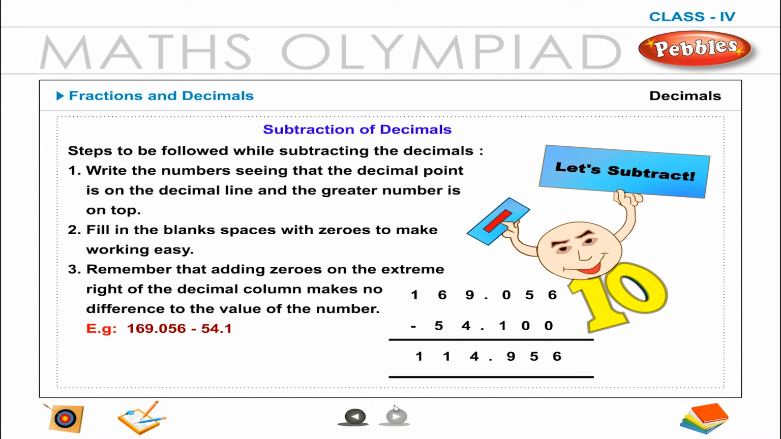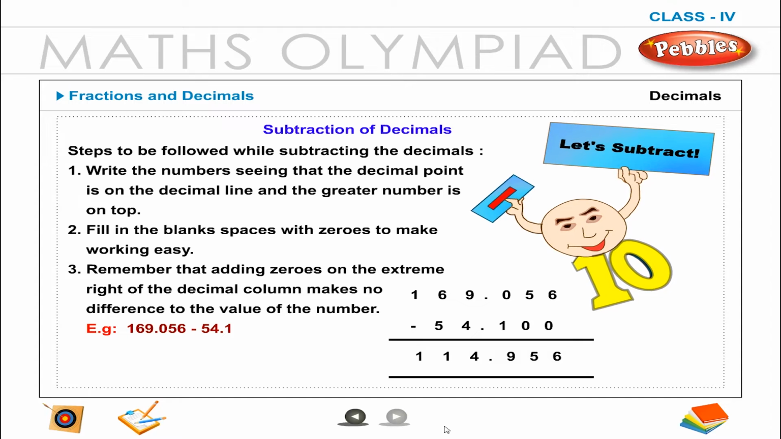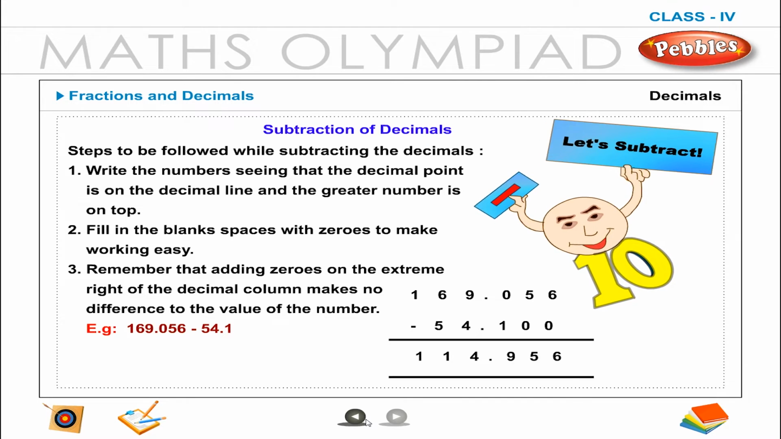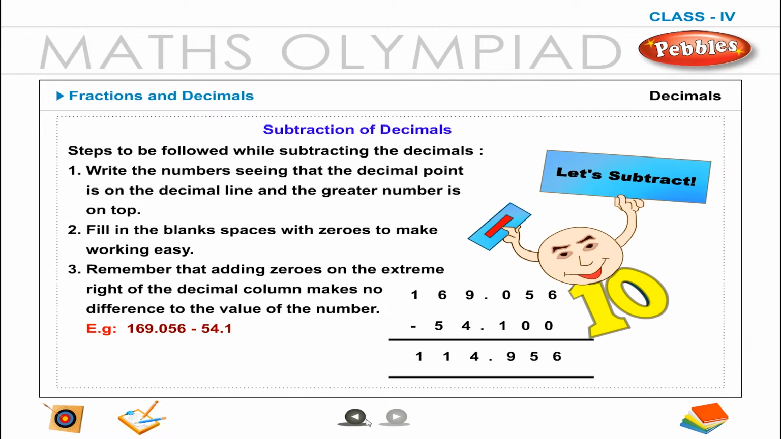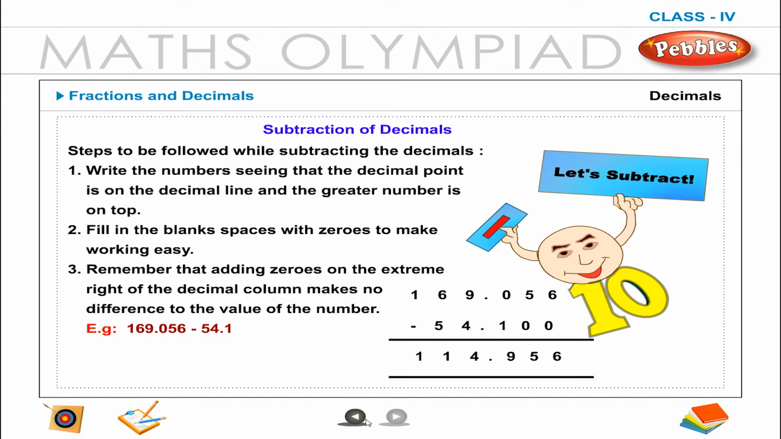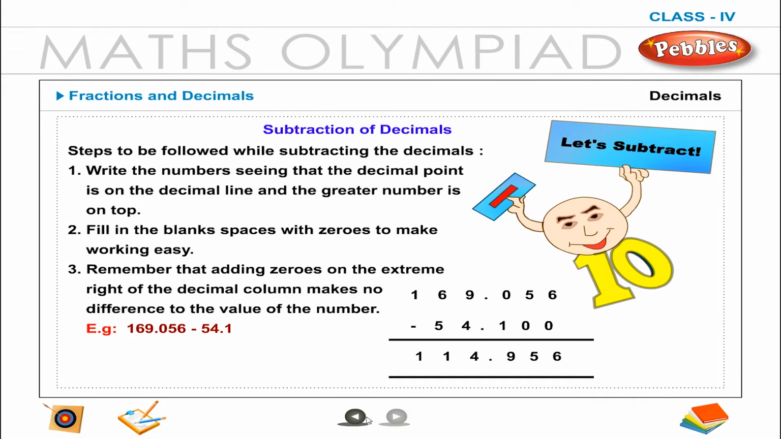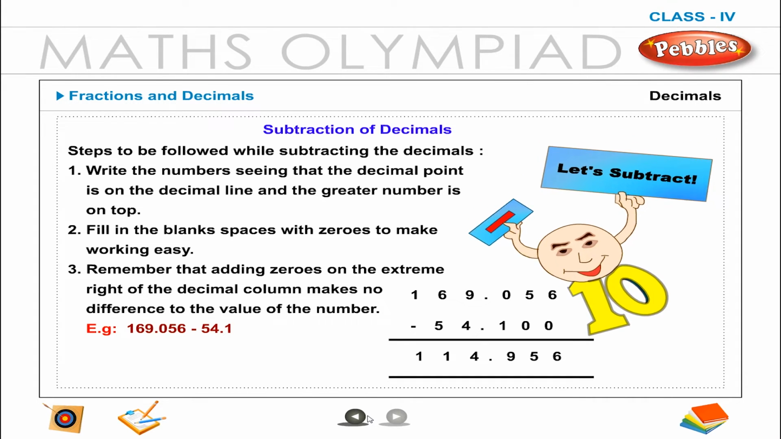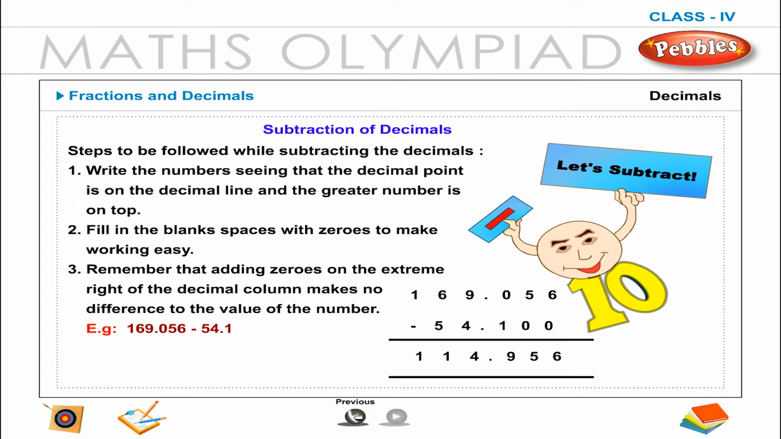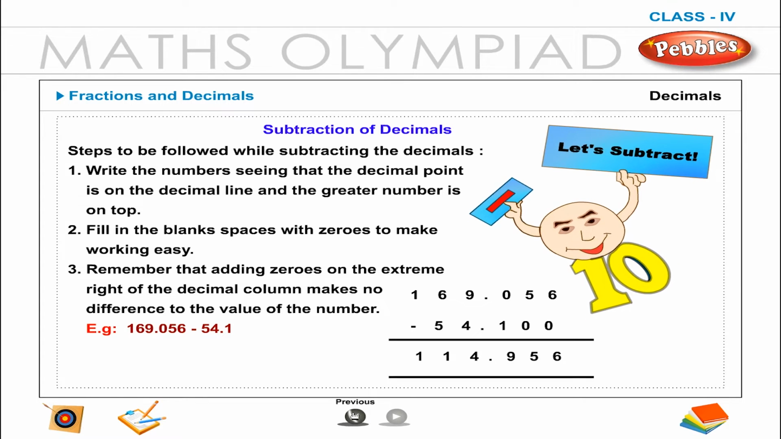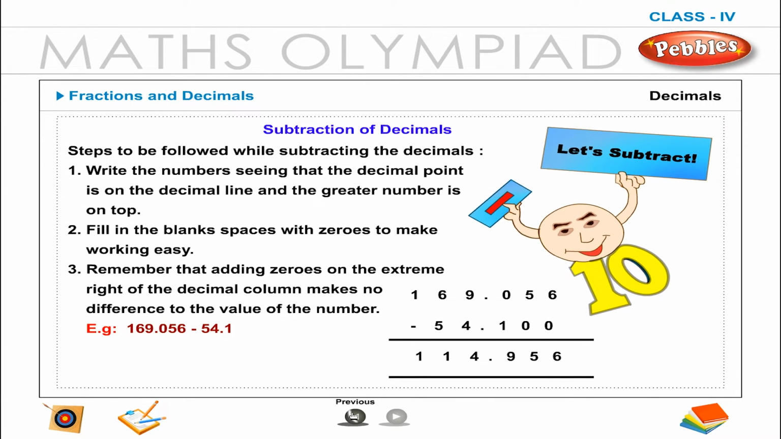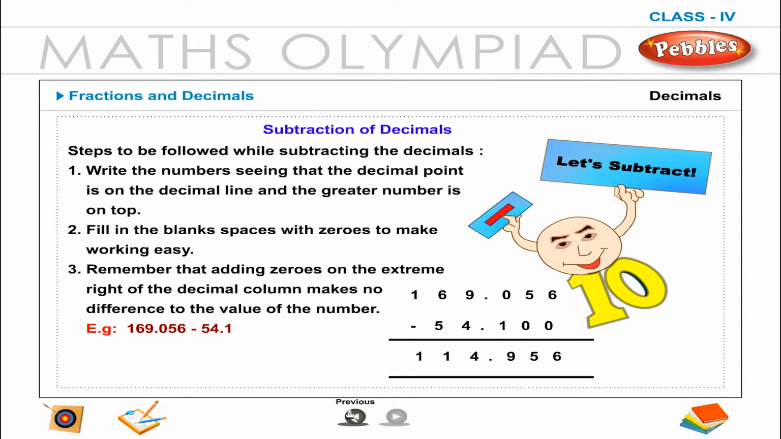Subtraction of decimals. Steps to be followed while subtracting the decimals. 1. Write the numbers seeing that the decimal point is on the decimal line and the greater number is on top. 2. Fill in the blank spaces with zeros to make working easy. 3. Remember that adding zeros on the extreme right of the decimal column makes no difference to the value of the number. Example: 169.056 minus 54.1.